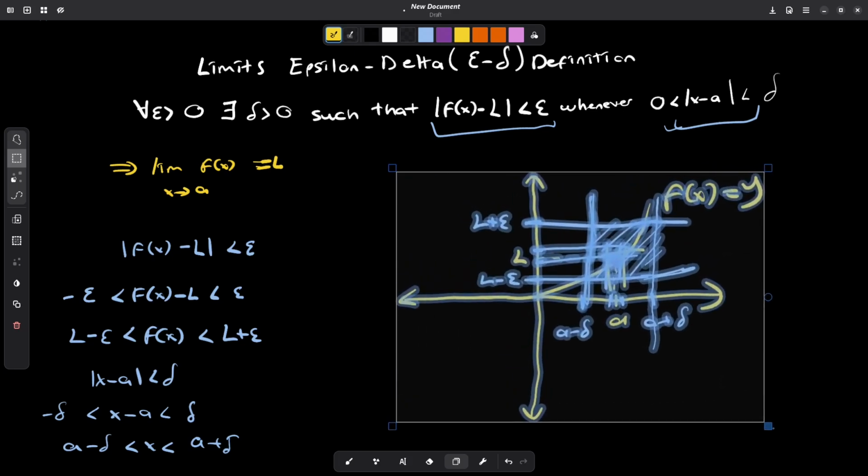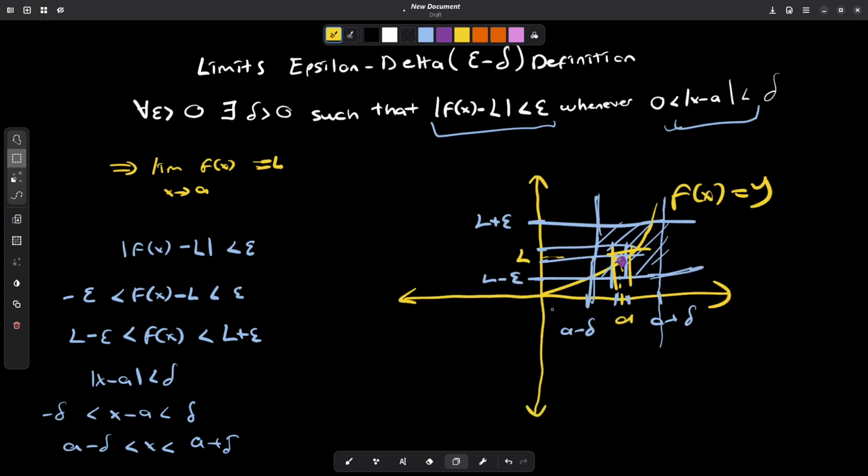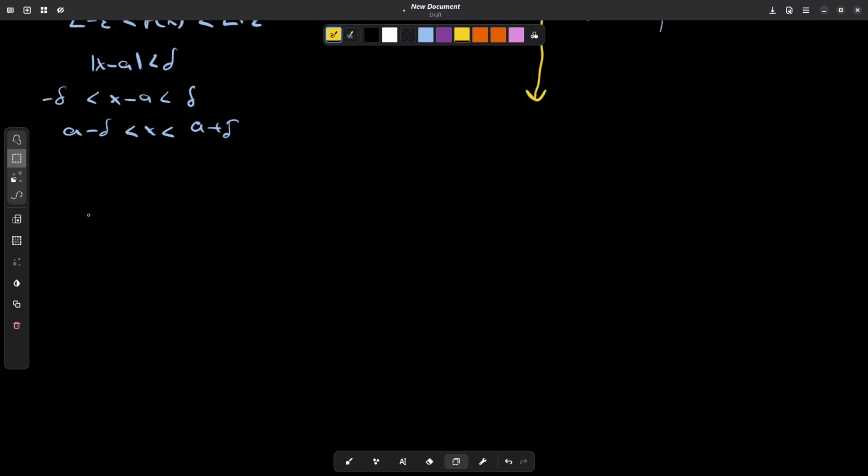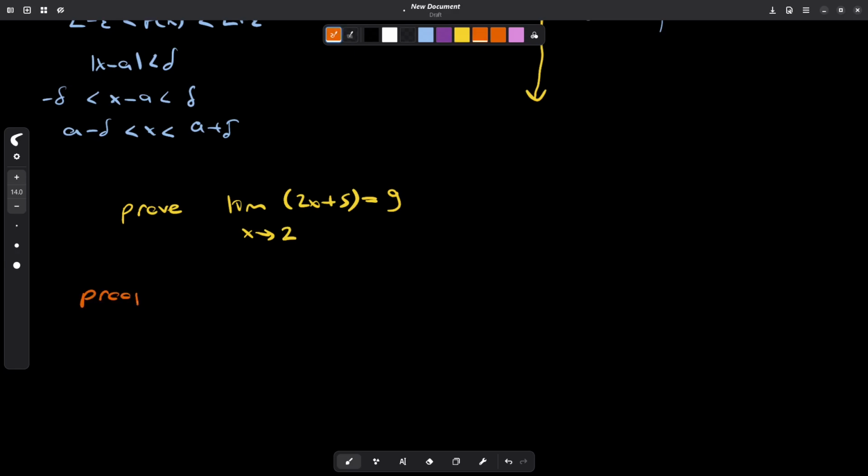But of course, to understand it better, we need to see this on examples. Let's do one example in this video, and we will continue to make some more problems in other videos. Prove the limit of 2x plus 5 as x approaches 2. What is this limit? 2 times 2 is 4 plus 5 is 9, right? Prove it. Really simple. Prove.